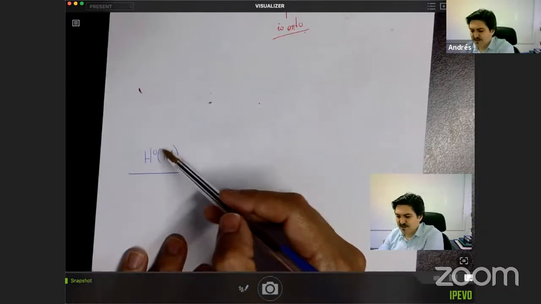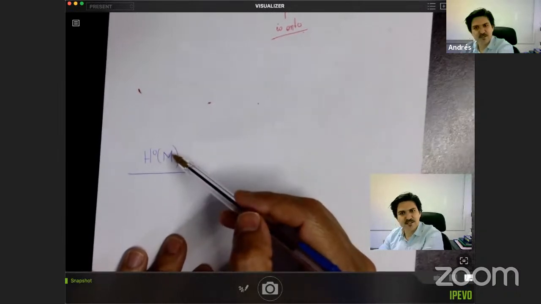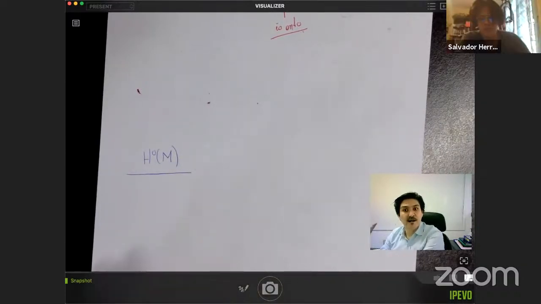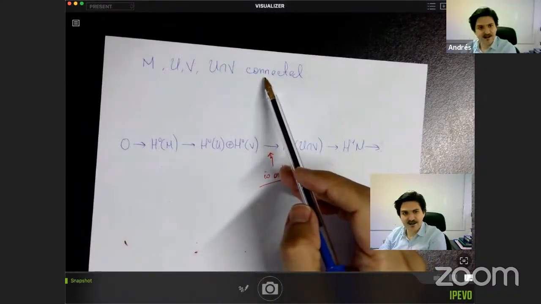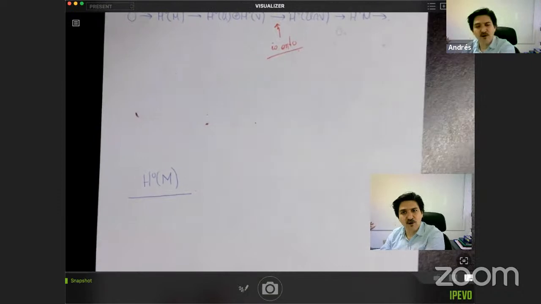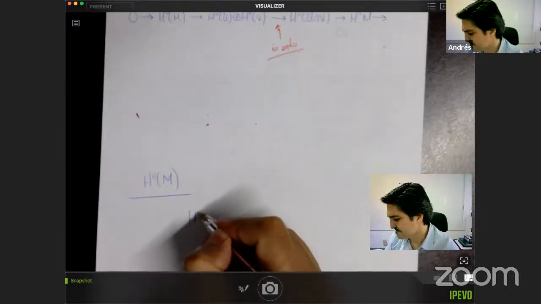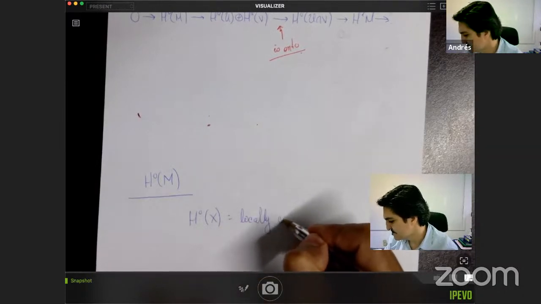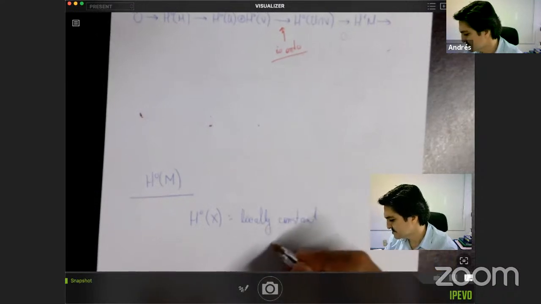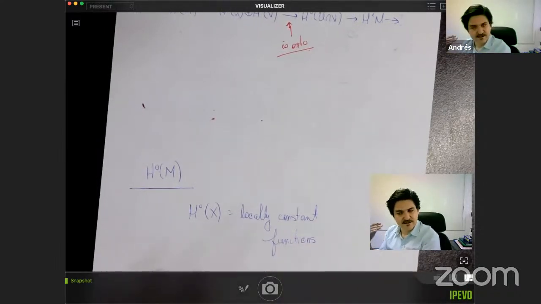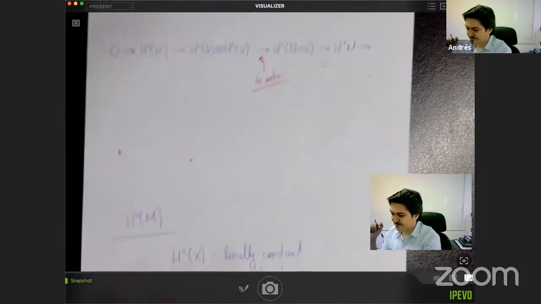Yes, so that means this space is what? R. Yes, R. But in general, this means these are the locally constant functions on M. That's exactly the same as you mentioned before. Okay.